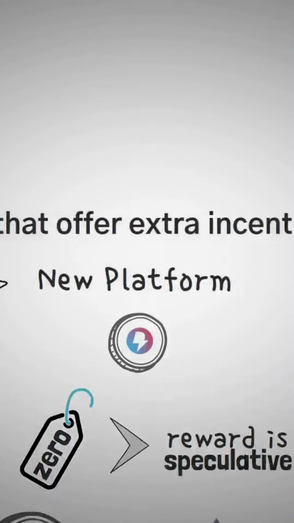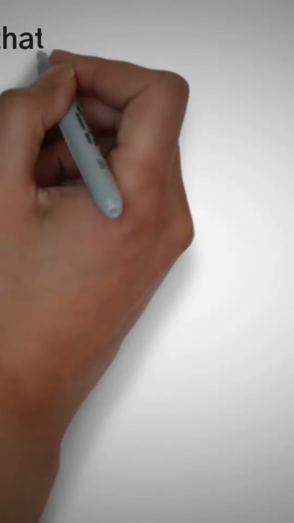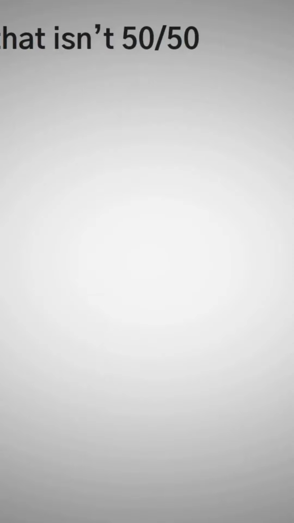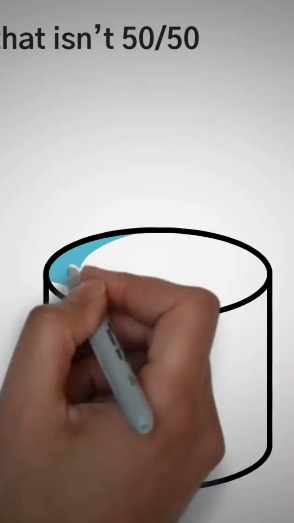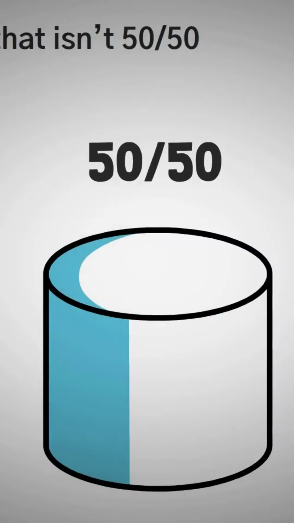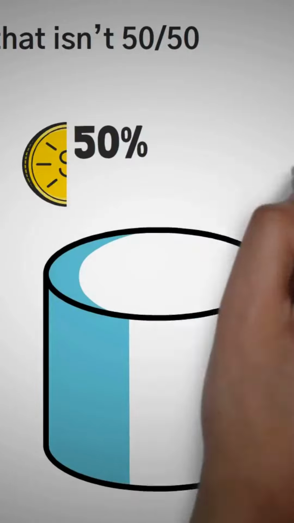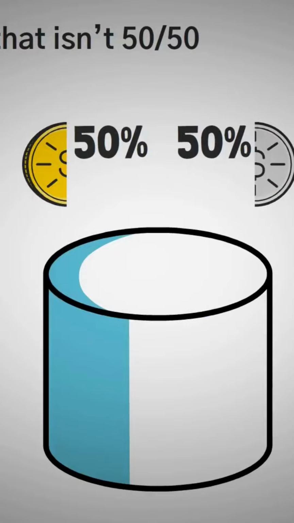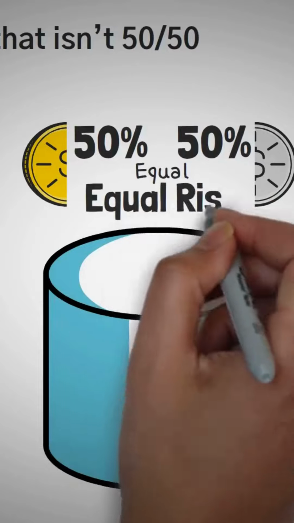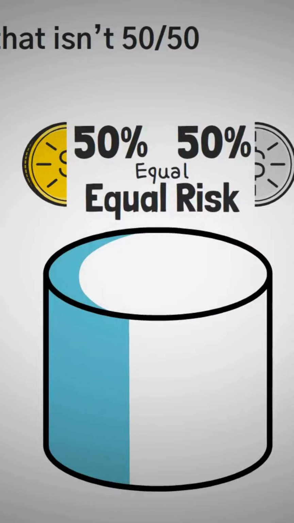The fifth way that we have found to avoid impermanent loss is to provide to a liquidity pool that isn't 50-50. So usually, when you provide to a liquidity pool, the ratio of tokens is 50-50, meaning that 50% is one token and 50% is the other token. This means that there is an equal share of both tokens, and theoretically, an equal risk. However, there are platforms that can change this weight or this ratio so that the risk is mitigated.